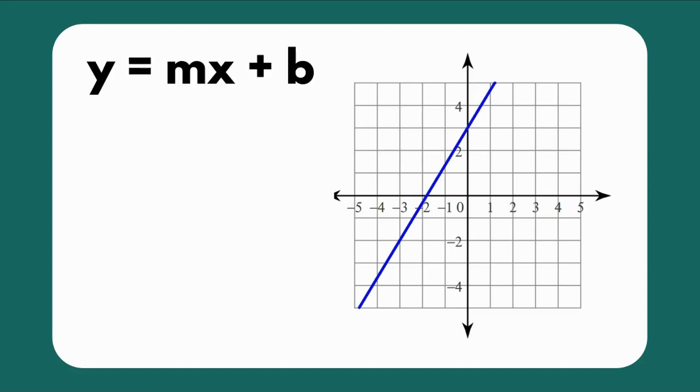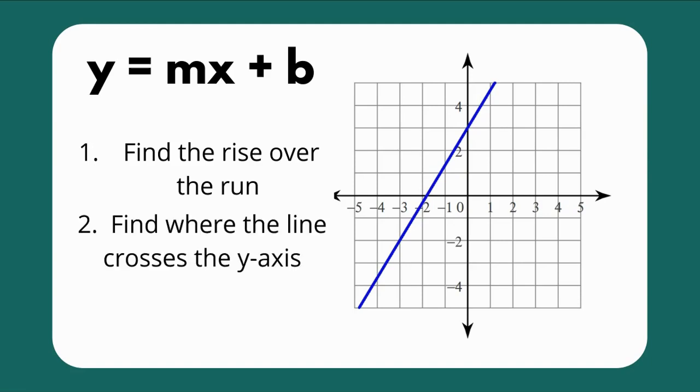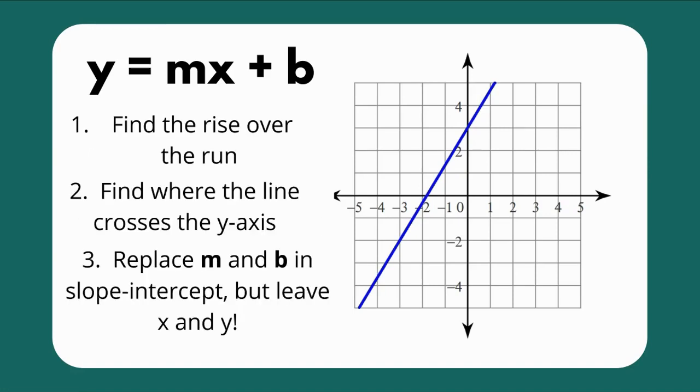First, always remind yourself of slope-intercept form. Write it down on your paper before you begin each problem. Then, find the rise over the run. That's the slope, which will be m in our slope-intercept form. Next, find where the line crosses the y-axis. And finally, replace m and b in slope-intercept form, but leave x and y the same.